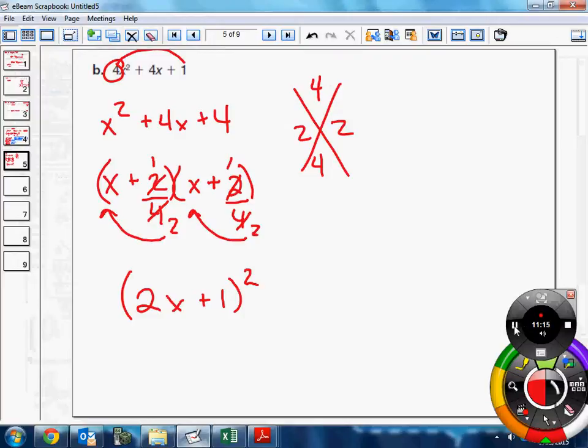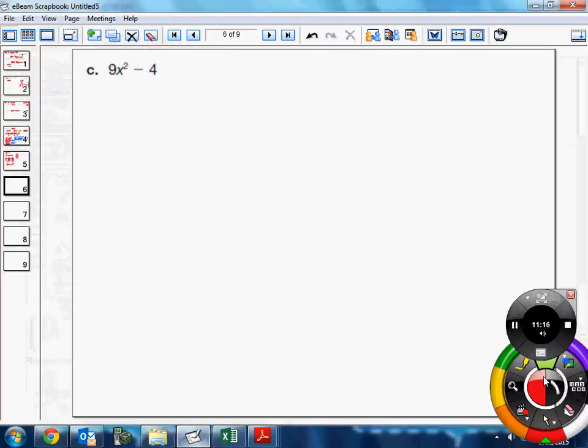Let's look at the last one. Okay, I have 9x squared minus 4. Again, I'm going to do it two different methods. First, I'm going to do it as a perfect square, and then I'm going to do it with the X method that we've been doing.